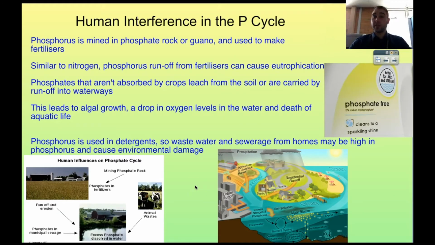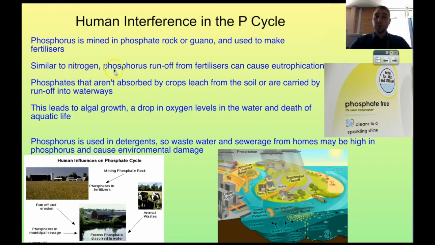So how do humans interfere with the phosphorus cycle? Phosphorus can be mined from those phosphate rocks that I've talked about, or also in guano. Guano is leftover waste from birds and bats, so it can be found on islands and in caves. It can be used to make fertilizers that help plants grow because you have readily available phosphorus. In Australia we use superphosphate as a fertilizer very commonly because of our poor soils.